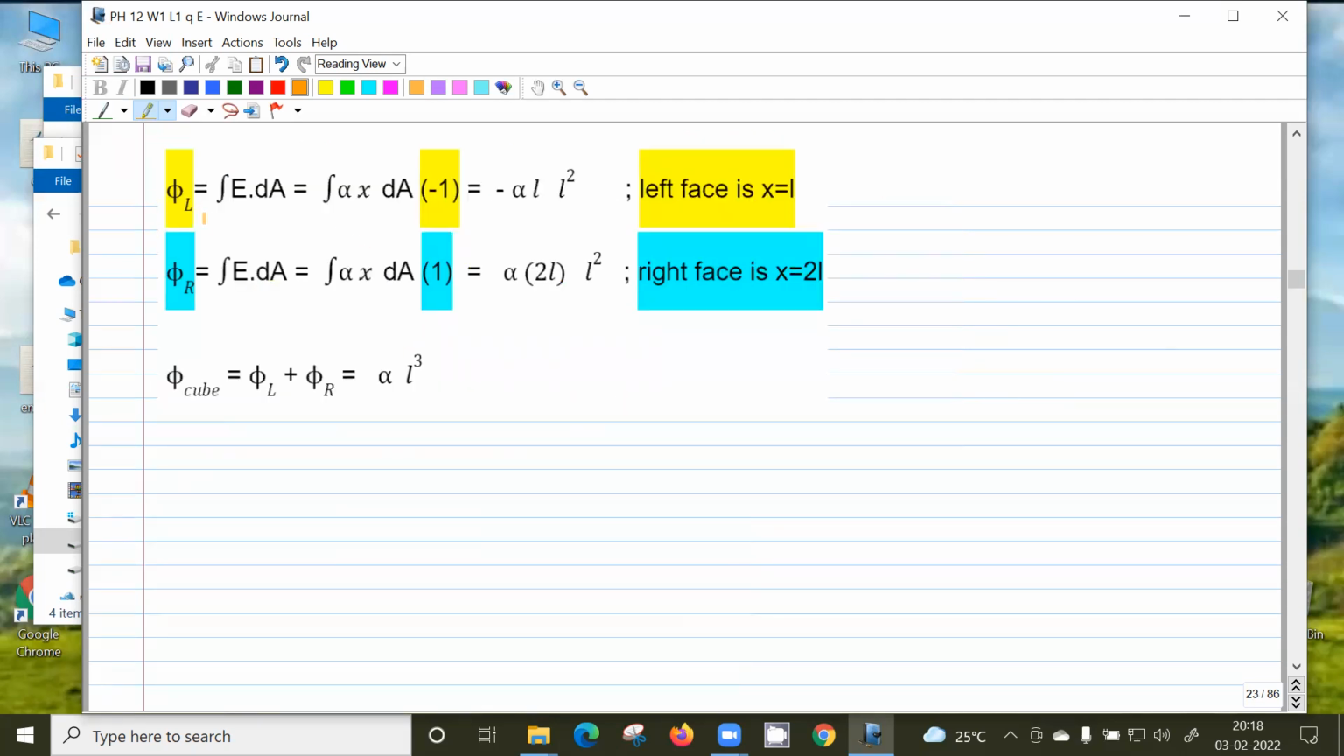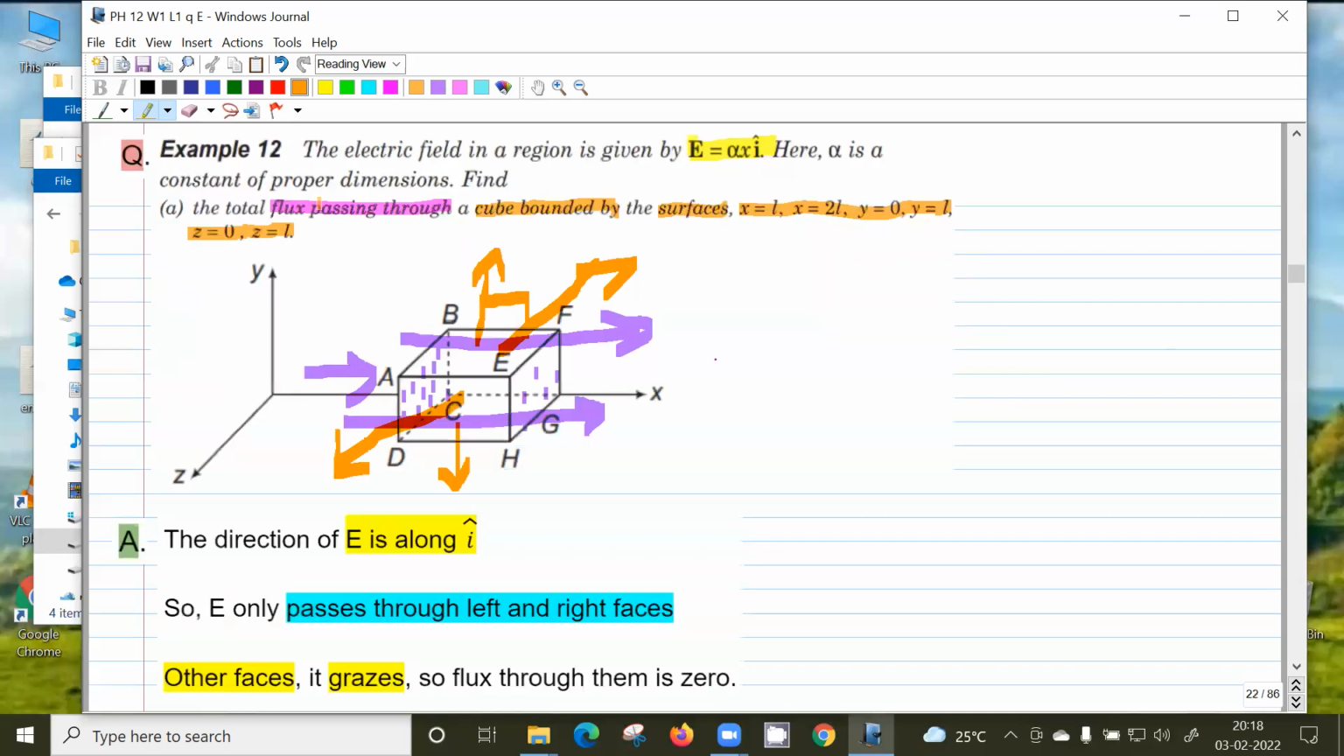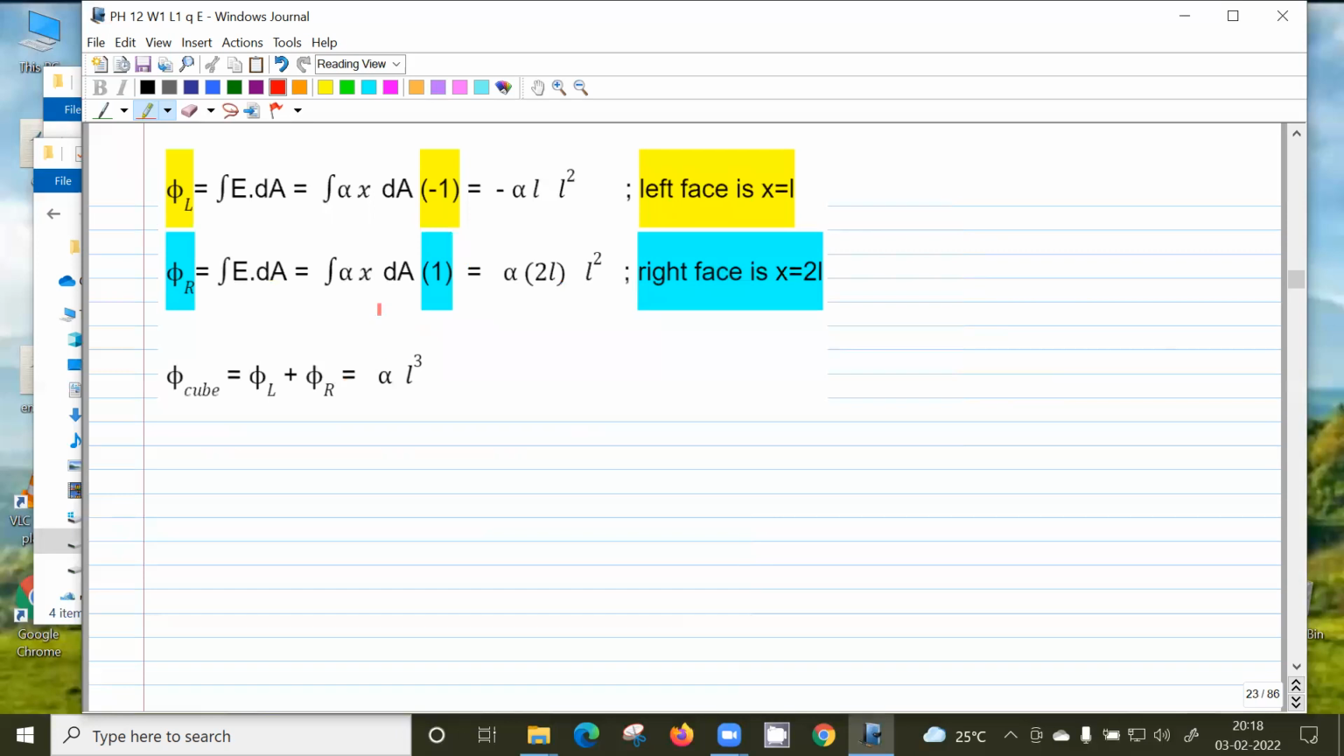So the electric flux through the left face is the integral of E dot dA. E is along i cap, and the dA vector is minus i cap, since it's the outward normal. So the angle between the electric field and the area vector is 180 degrees, and cos theta is minus 1, right? And E is alpha x, where x is constant throughout that surface. So it comes out of the integral, and the integral of dA is the total area, L square. So it's minus alpha L cubed.